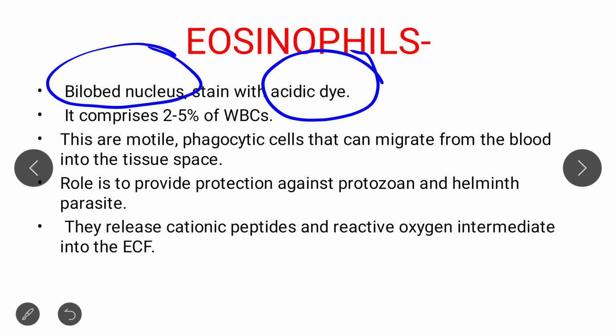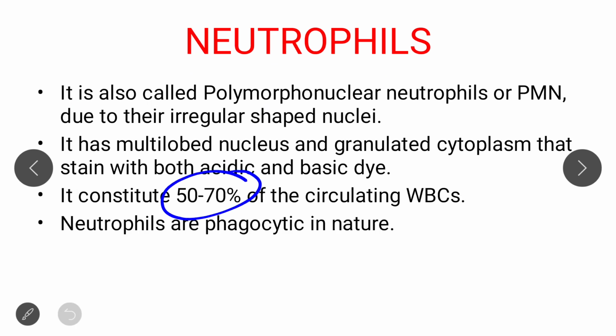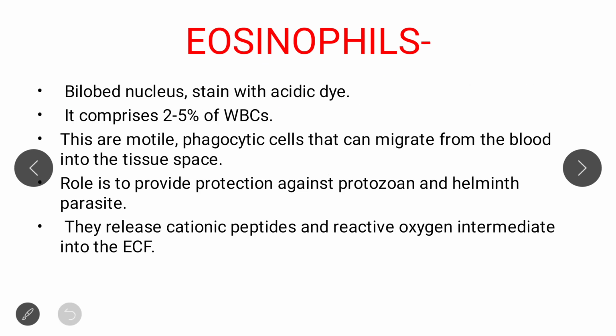Now in the total WBC, as I mentioned, neutrophils are present about 50 to 70%. Unlike neutrophils, eosinophils are present only 2 to 5% in the total WBC. So this is one of the major characteristics. The most important character of eosinophil is this point.